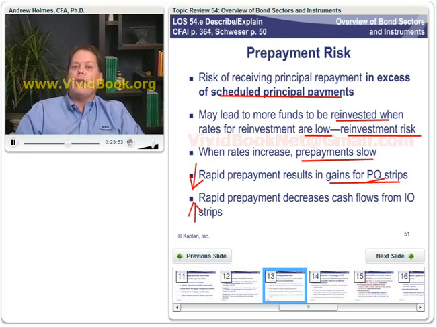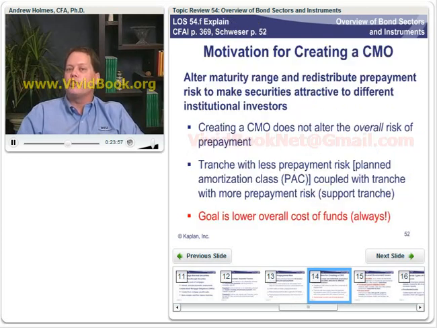So the motivation here, of course, we've already really talked about this also, is to alter the maturity range and redistribute the prepayment risk to make securities more attractive to different classes of institutional investors. So we don't alter the cash flow risk overall, but we do reallocate it. Another way to do this is we could do a tranche that has just a low amount of prepayment risk. That's called a PAC, or a planned amortization class tranche, a PAC tranche.